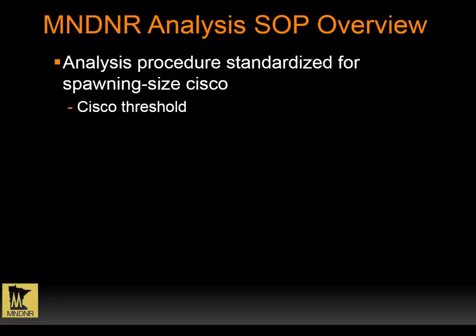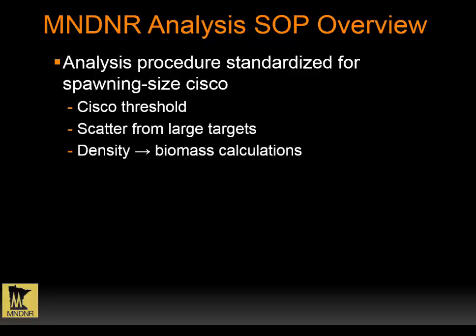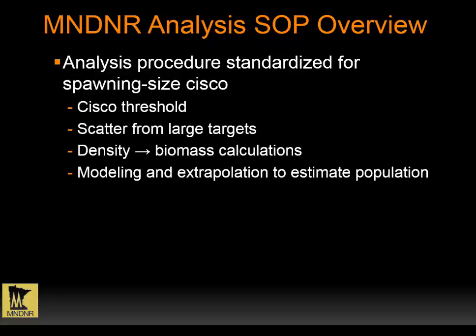We looked at setting a Cisco threshold, how to deal with scatter from large targets that were unlikely to be Cisco, how to convert the hydroacoustic density estimates to biomass estimates, how to model and extrapolate that up, because we needed a population estimate for all the Minnesota waters in order to set a quota, and then how to archive and manage the data.